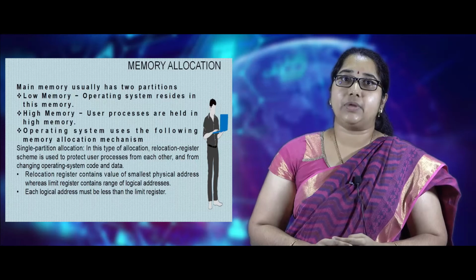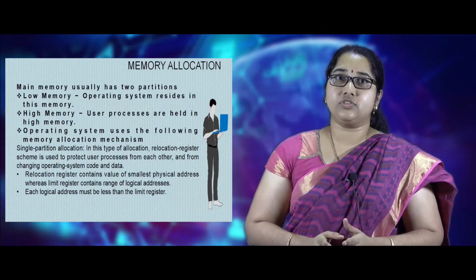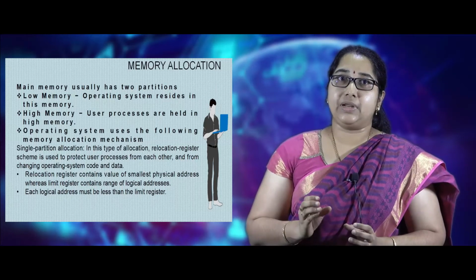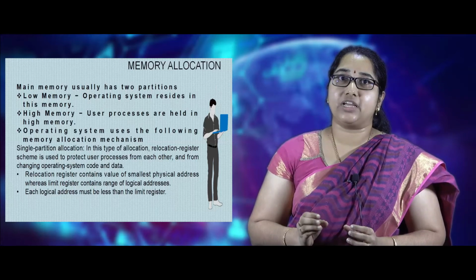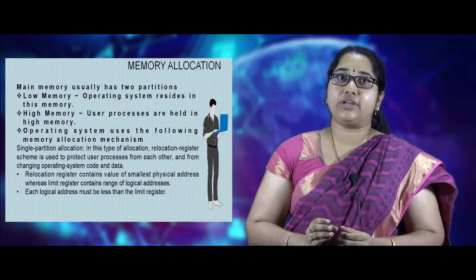There are two types of memory allocation available. The first one is single partition allocation. In this case, the relocation register scheme is being used, and as a result, the minimum or the basic physical location or address of that particular memory is given to the relocation register.